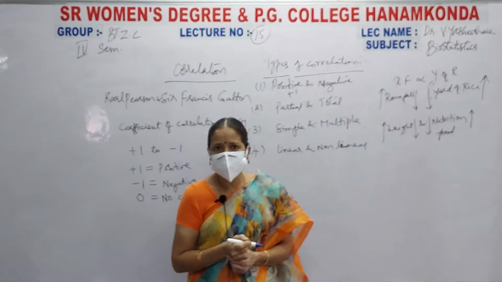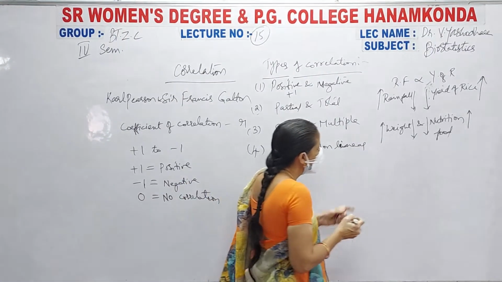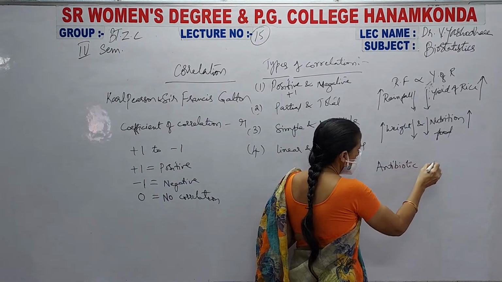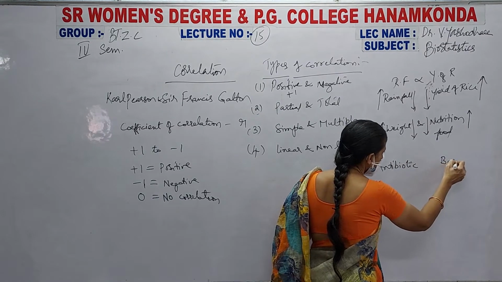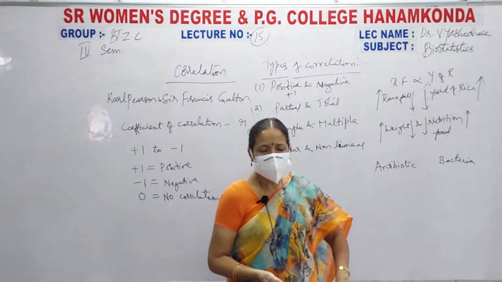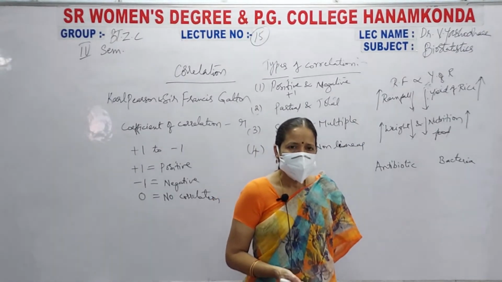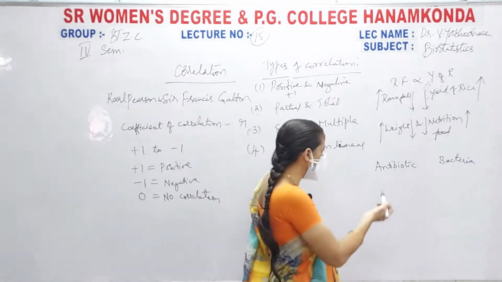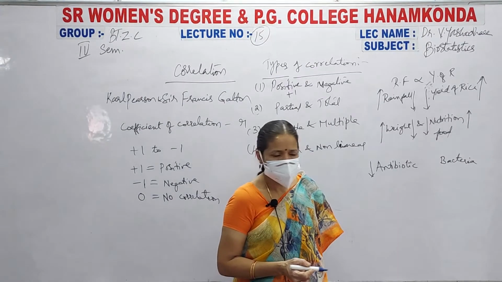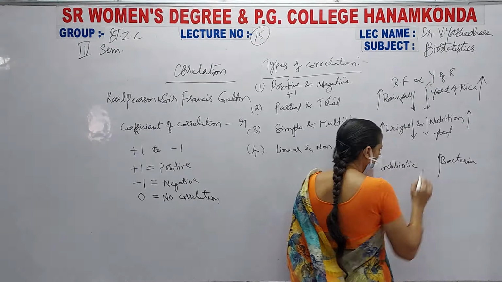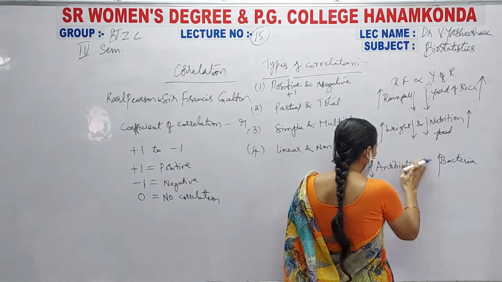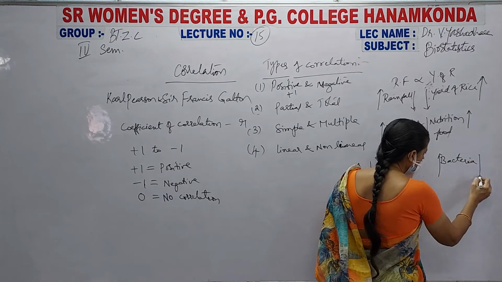Now coming to the negative correlation, we know that, see here, antibiotic and bacteria or microorganism. See here, when you have some bacterial disease or viral fever, then when you go to a doctor, he will prescribe you an antibiotic. If a low dose of antibiotic is given, the bacteria will keep growing. If the antibiotic dose is increased, the bacterial growth will decrease.